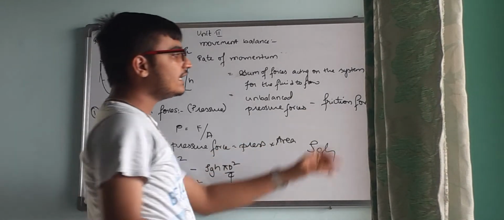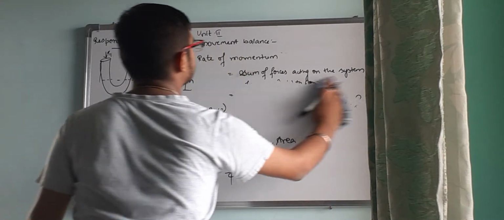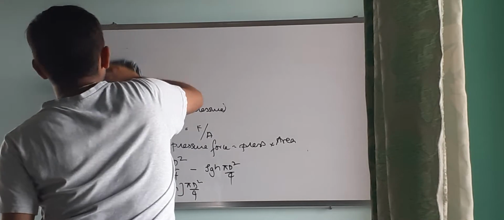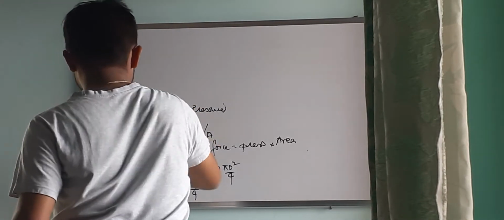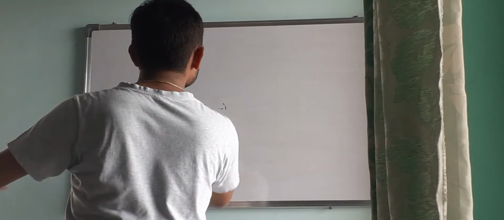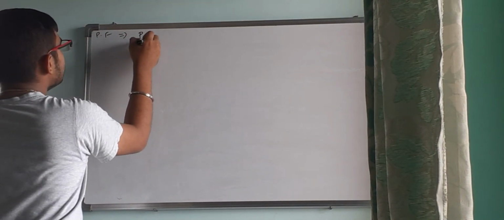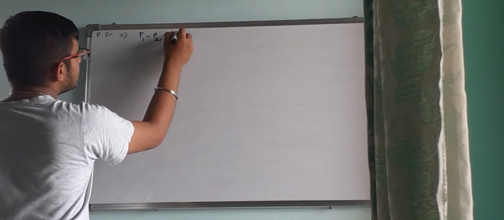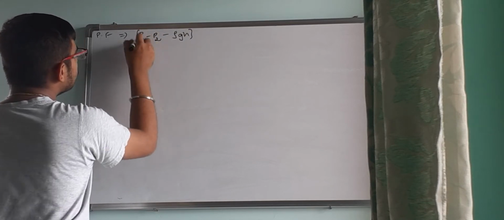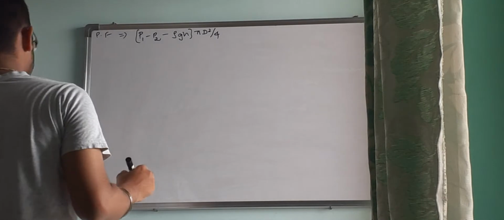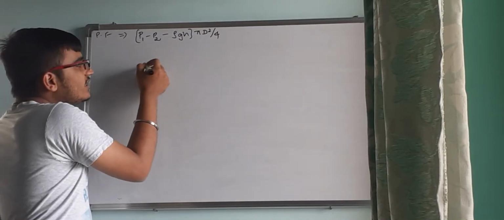Now you have to calculate the friction force. Now, calculation of friction force. So what is the pressure force that you got? The pressure force implies P1 minus P2 minus rho g h, into pi d square by 4. This is your pressure force. Now, what is stress?